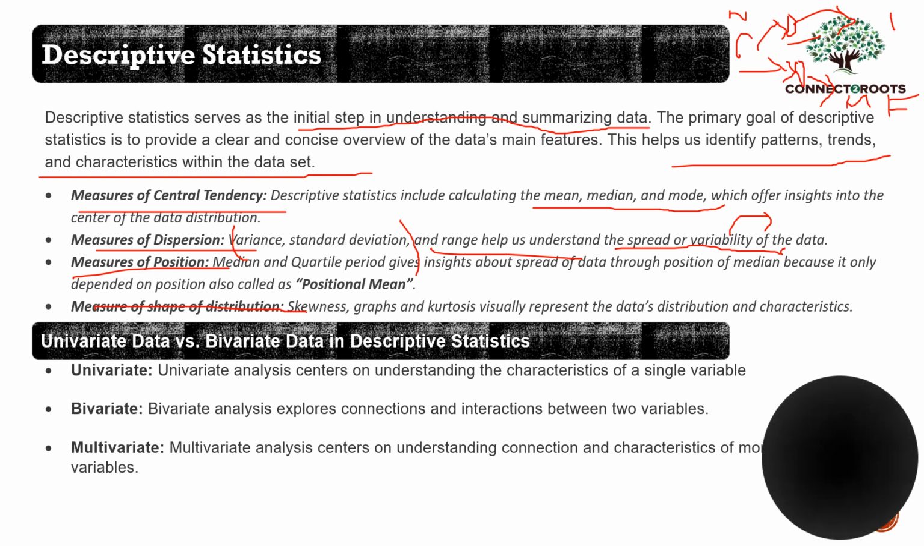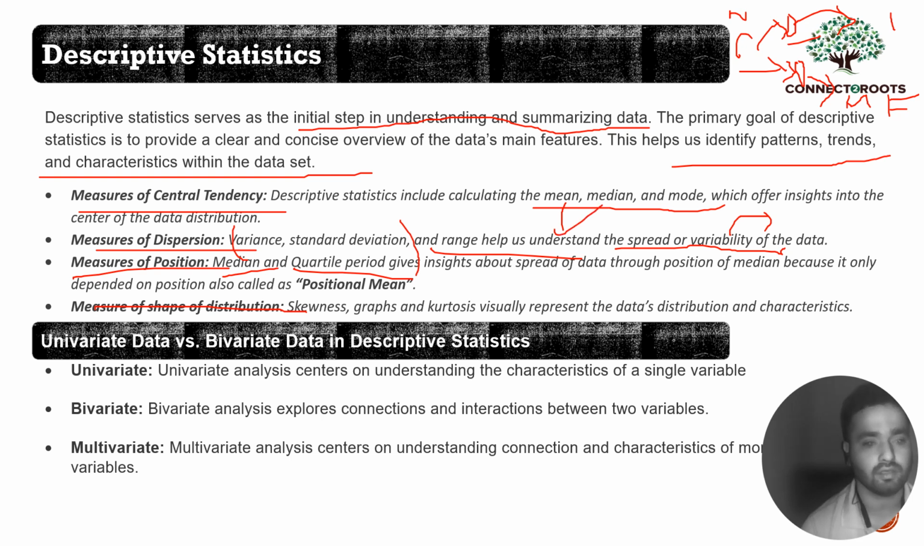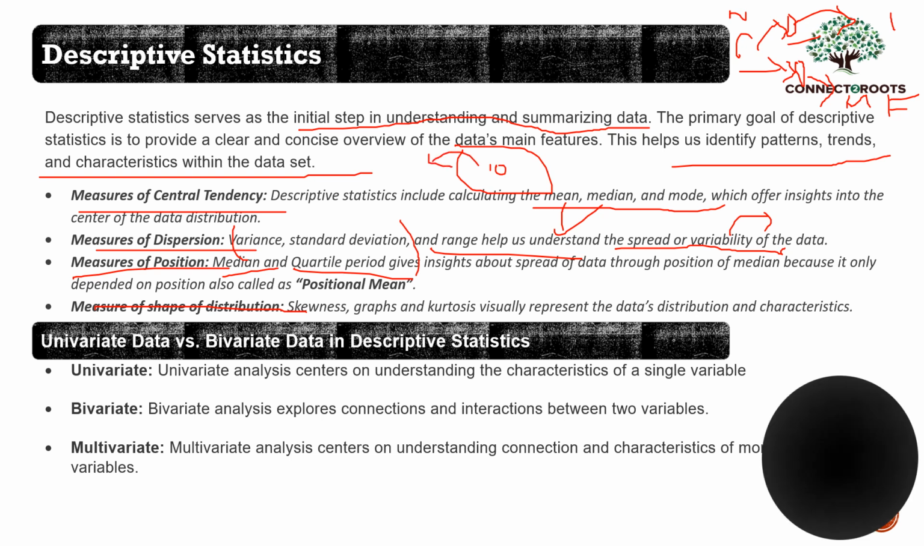Whereas in measures of position, we will mainly be seeing what the median is and what a quartile is. If you have data with too many outliers, the mean will not be a good measure. In the earlier example, if you have 10 to 20 students in your class and one student gets 100 while others score between 30 to 40, then it will change the entire average of the class.